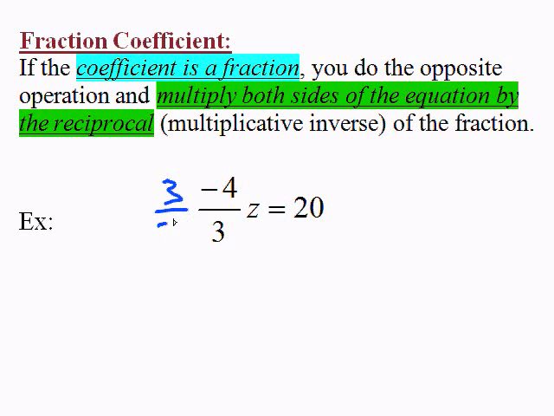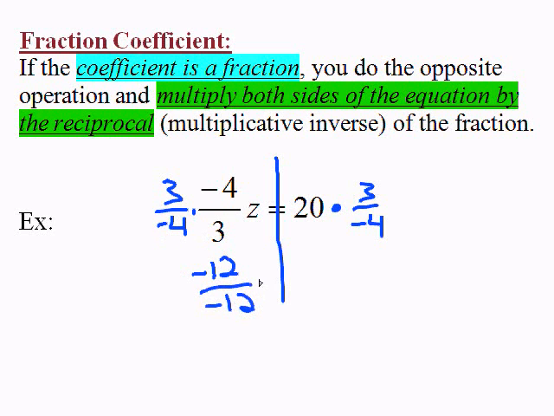3 over negative 4 times negative 4 over 3. We have to also do this to the right-hand side. Multiply it by 3 over negative 4. Notice, it's real important, what you do to the left side, you have to do the exact same thing to the right side of the equation. This leaves us with 3 times negative 4 is negative 12 over negative 4 times 3, negative 12z, equal to, multiply a whole number by a fraction, we put the whole number over 1. We multiply the numerators. 20 times 3 is 60. Over 1 times negative 4 is negative 4.